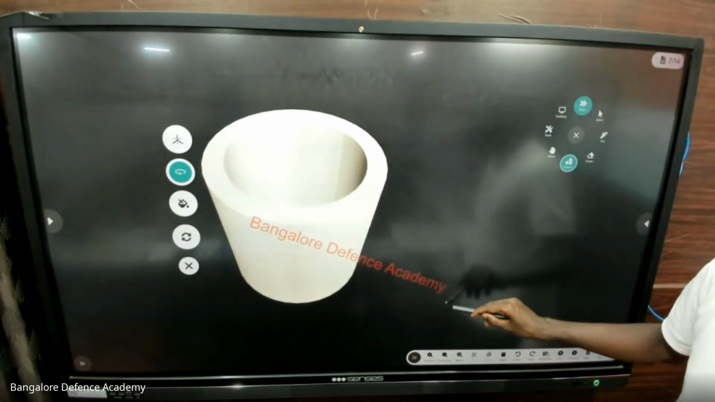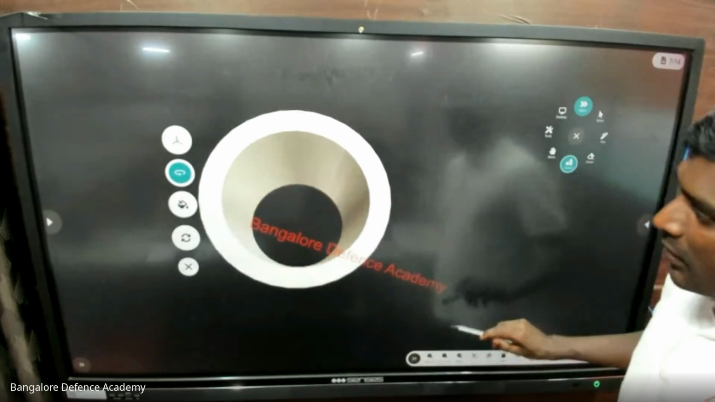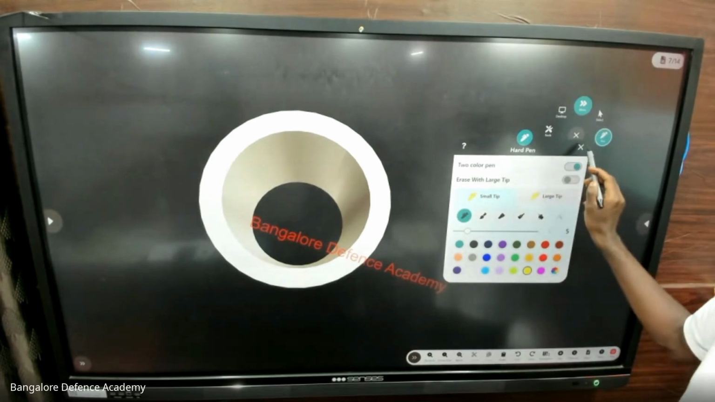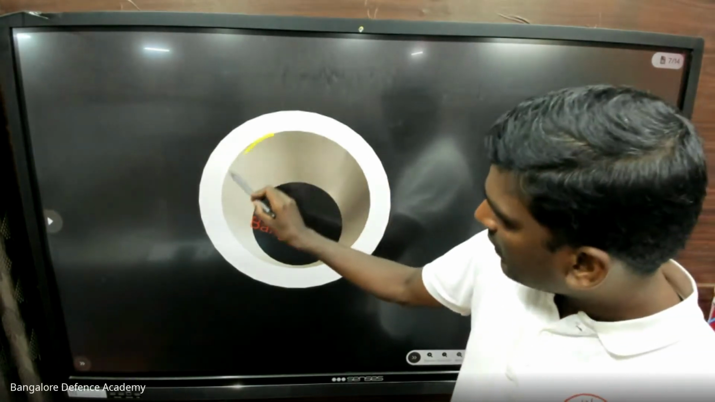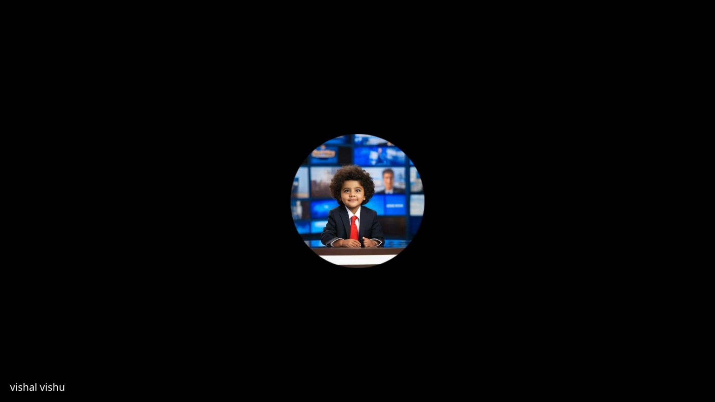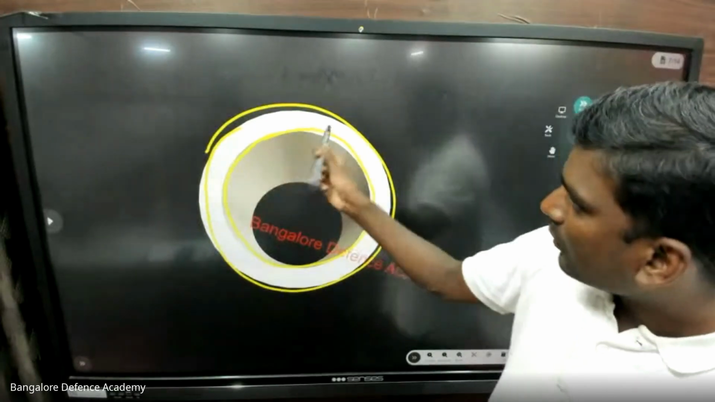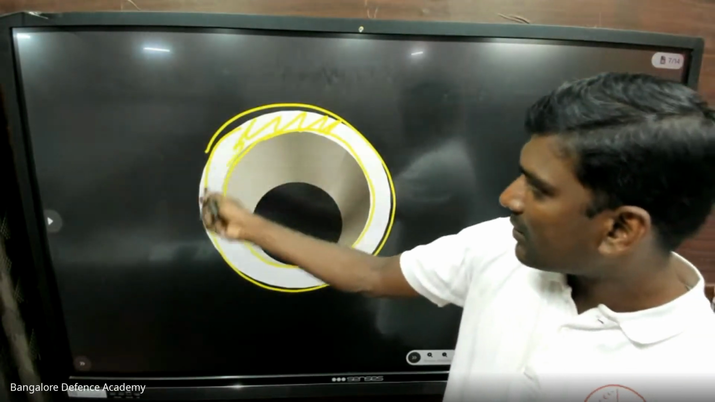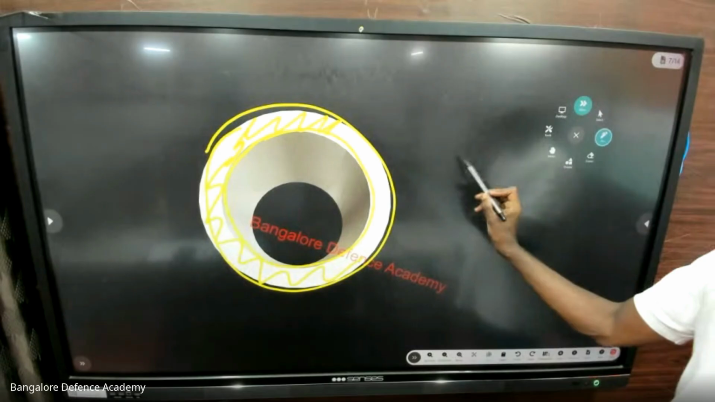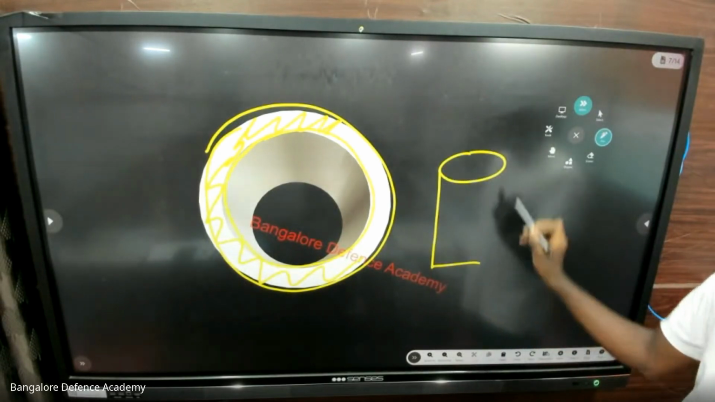Now look at this carefully. This is the inner circle. Can you see this? And this is the outer circle. So this thickness is called the thickness. Got it? Now, first we'll try to understand what a solid cylinder is.